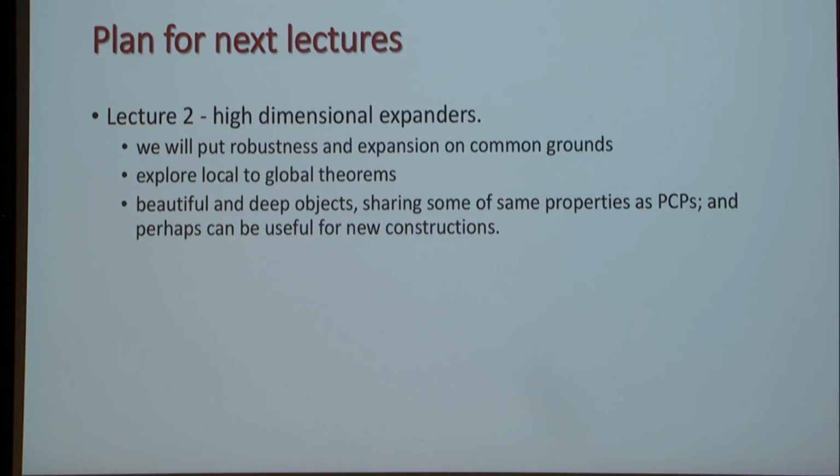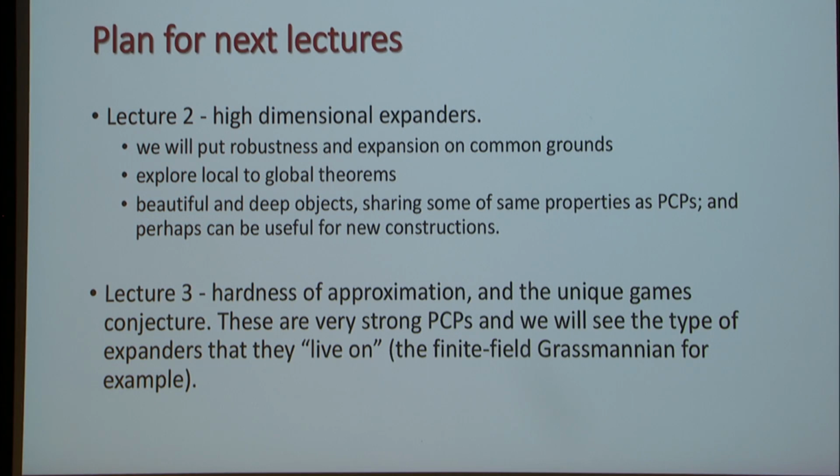Let me just finish by saying my plan for tomorrow and the next day. Tomorrow we will talk about high-dimensional expanders. This robustness that we defined, we will put it on the same ground as some generalized definition of expansion, and we will describe some local to global theorems on high-dimensional expanders that are very similar to the kind of theorem that the PCP is. Then we will talk about these beautiful objects and look at some combinatorial properties that they have that are already good enough for local to global.